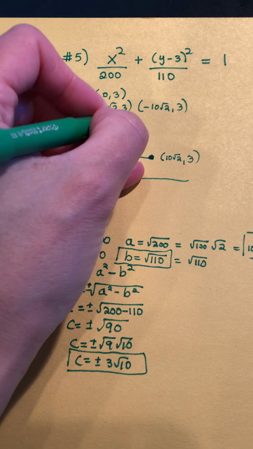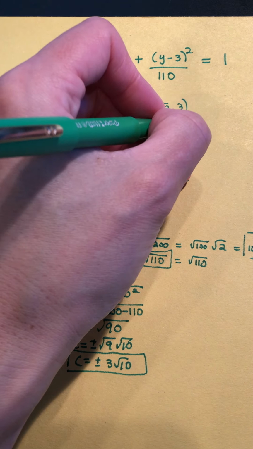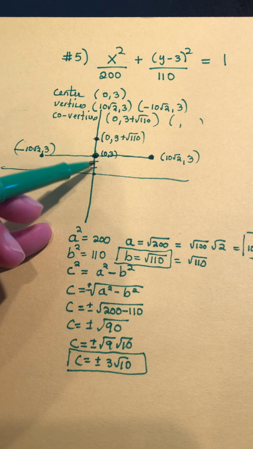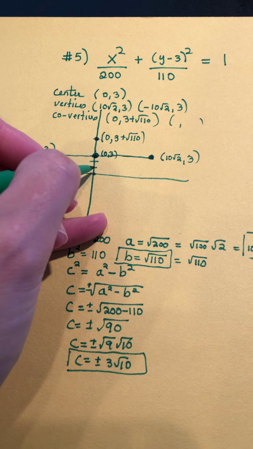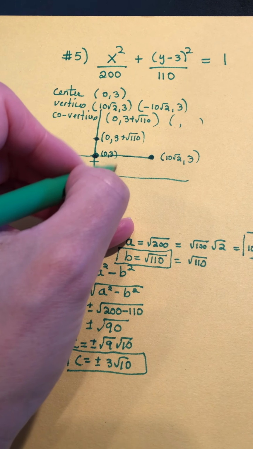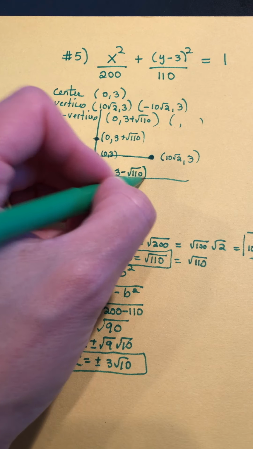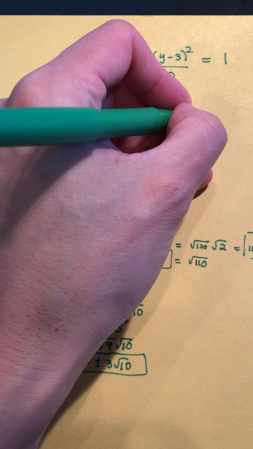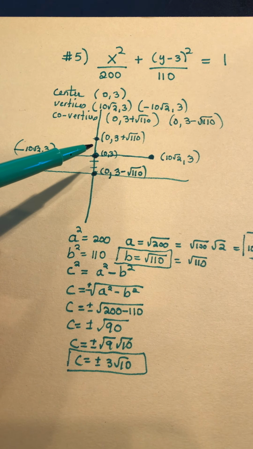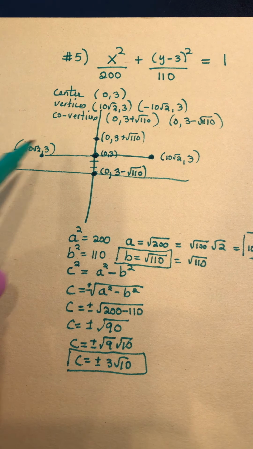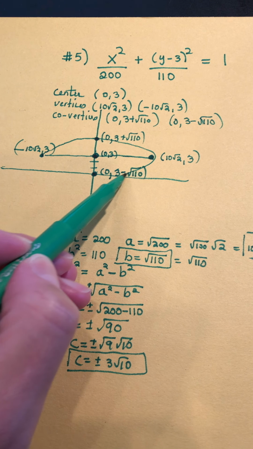is (0, 3 plus the square root of 110), but then I've got to find the other one, right? From this y value of 3, I need to go down the square root of 110. Who knows where that is, but it's down here somewhere. So this point is going to be (0, 3 minus the square root of 110), and you're going to leave your answer in this radical form. So (0, 3 minus the square root of 110). Okay, so you're basically adding and subtracting these a and b values from those center points. And if you wanted to connect the dots, this would make a nice ellipse, okay?